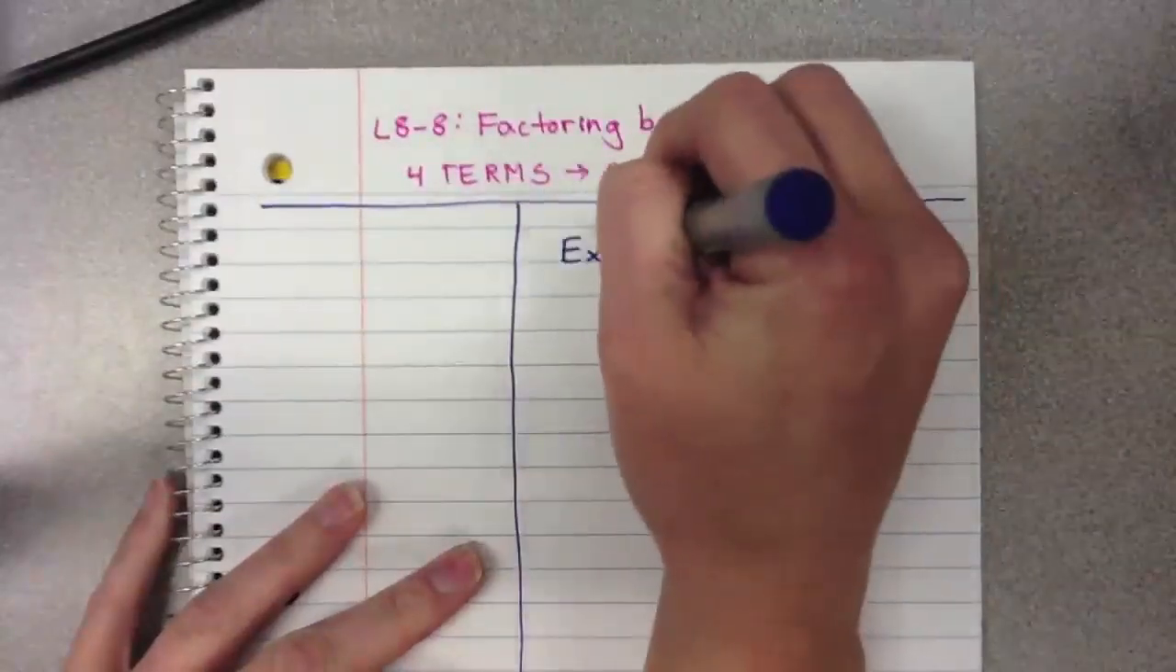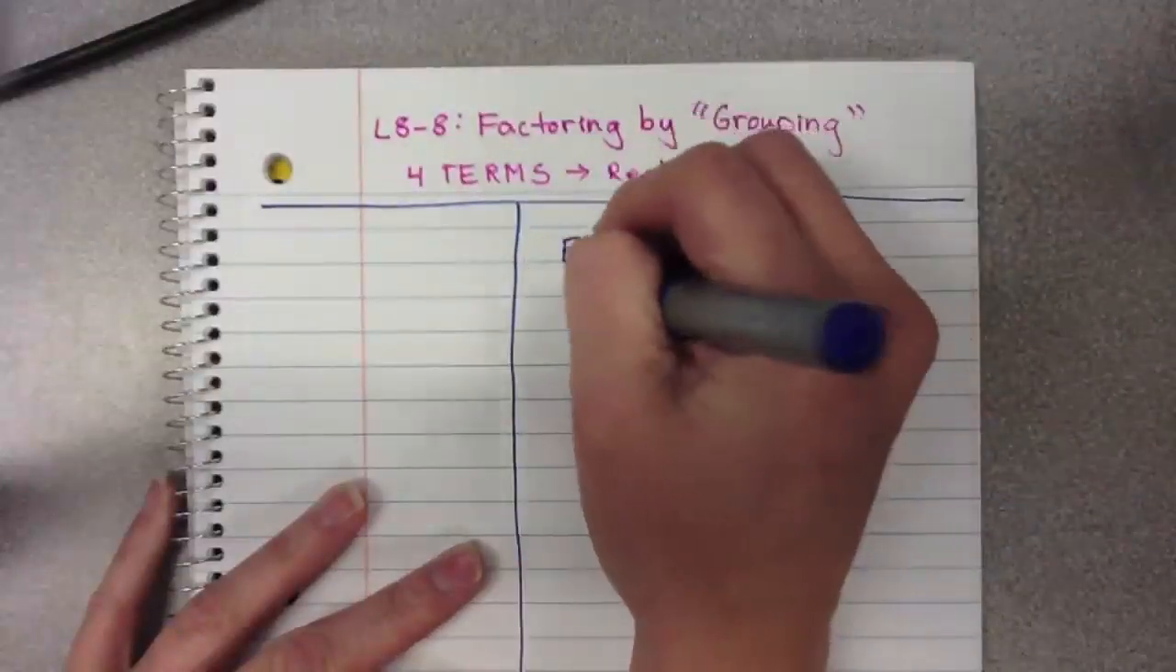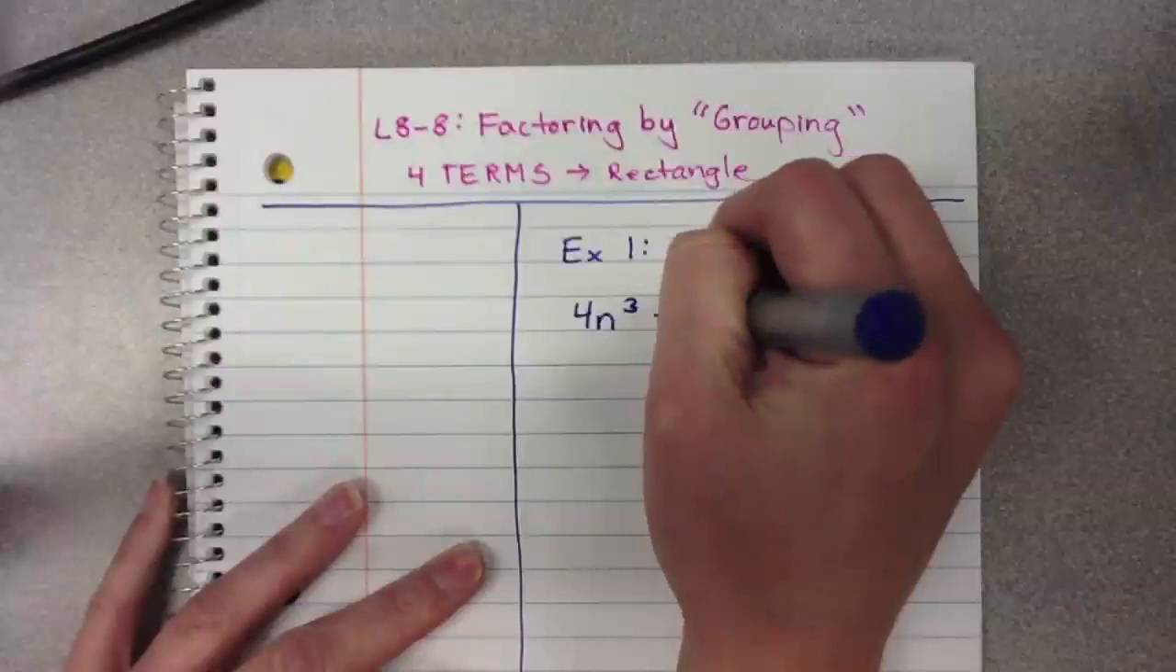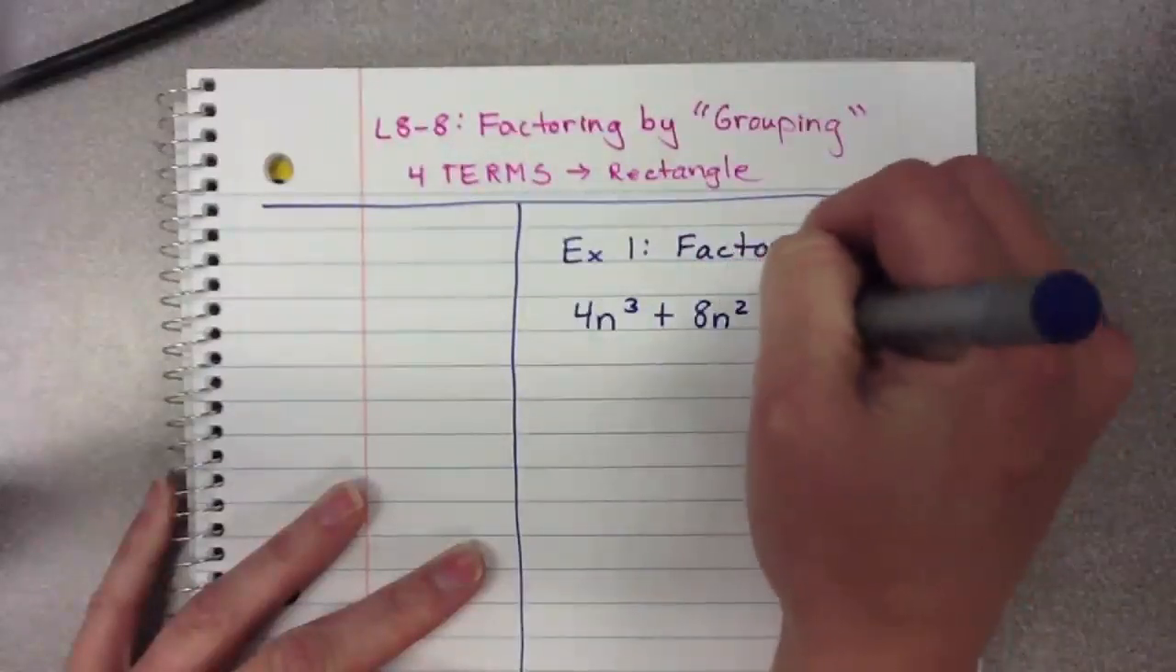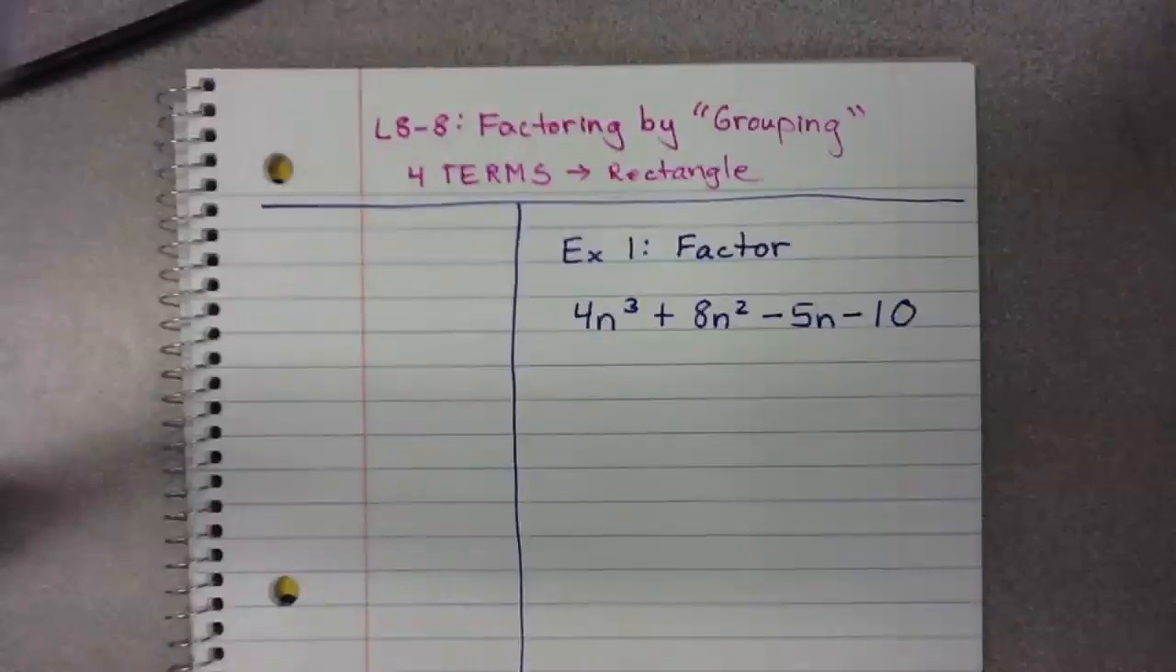Example 1 says factor 4n cubed plus 8n squared, subtracting 5n, subtracting 10. How many terms do you have here? 4. Okay, so every time I see 4 terms, I'm going to follow these steps. Tomorrow we're going to be talking about 3 terms, the trinomials. So you have to be really good at recognizing how many terms you have here.